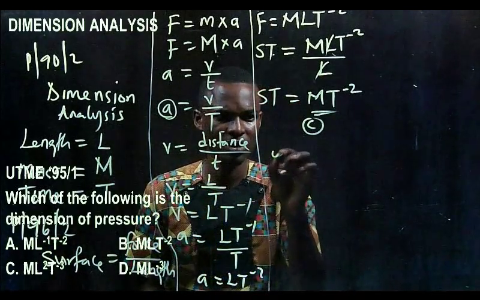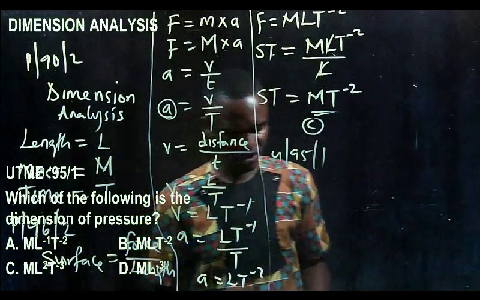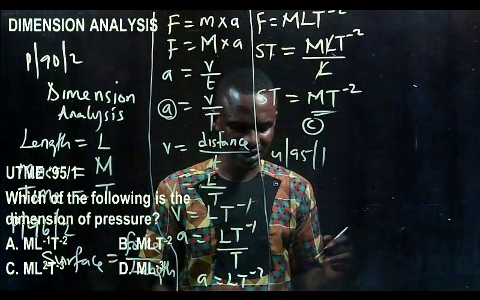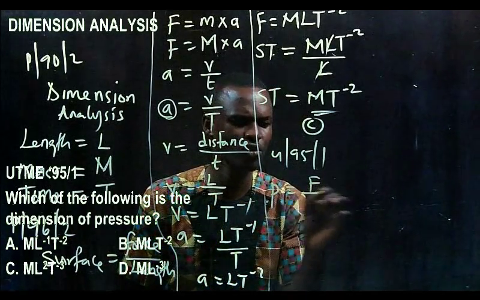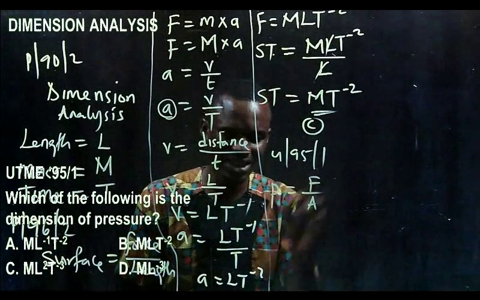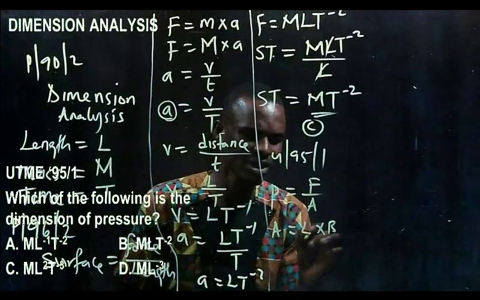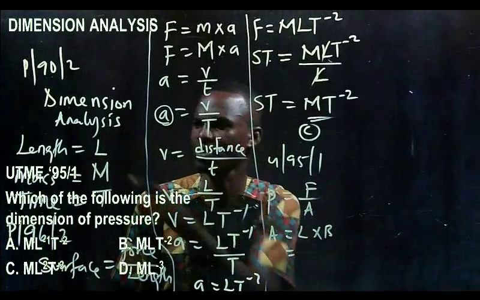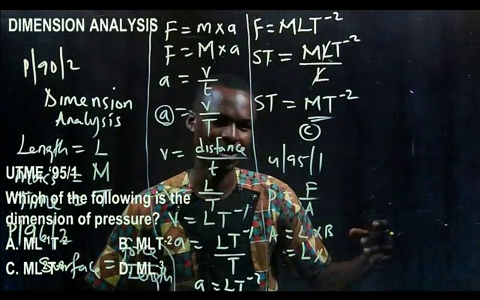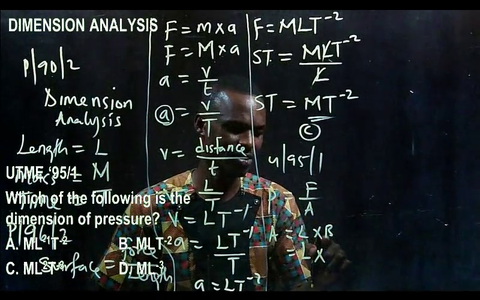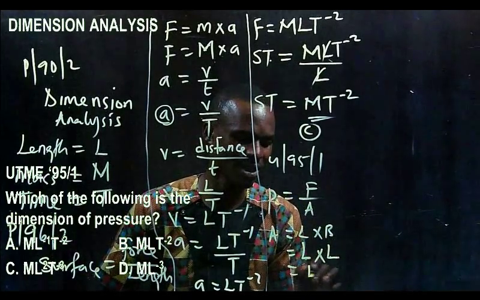Now let's take one more on this. We have a UME question, UME 95 question 1. The question is, which of the following is the dimension of pressure? That's P for pressure, which is force over what? Area. Now again, your area is what? Length times breadth, if you like. What's the unit of length? It is meter. Of course, that's length, capital letter L. Breadth also is a distance. That is again capital letter L. So L times L is L squared.